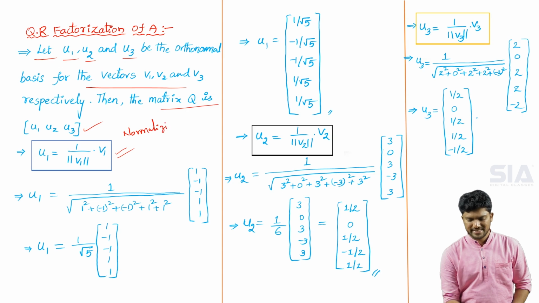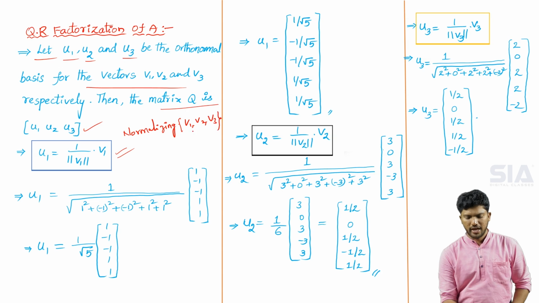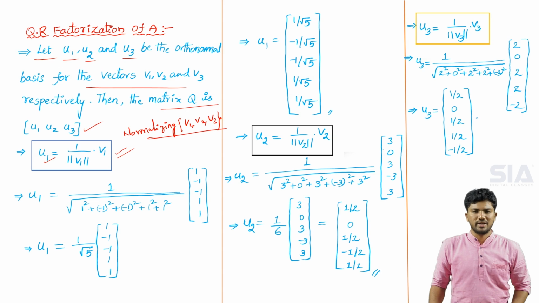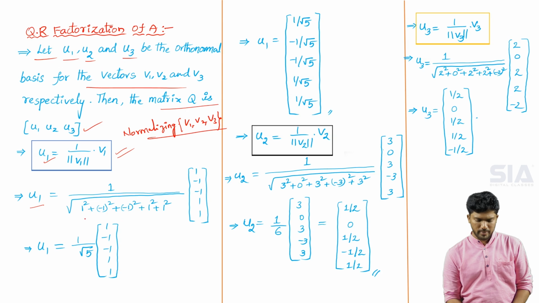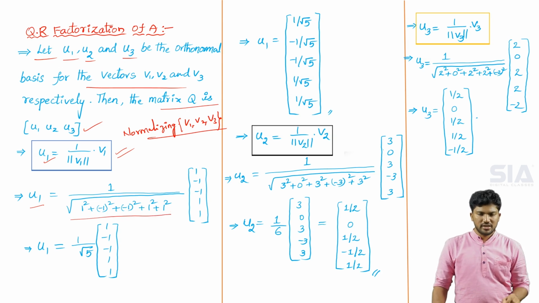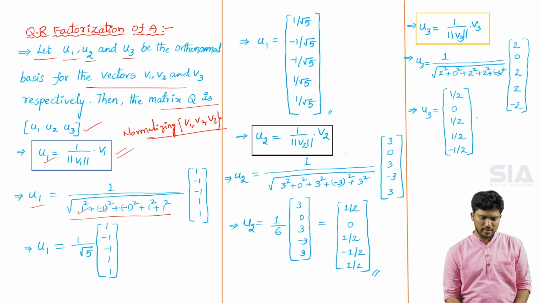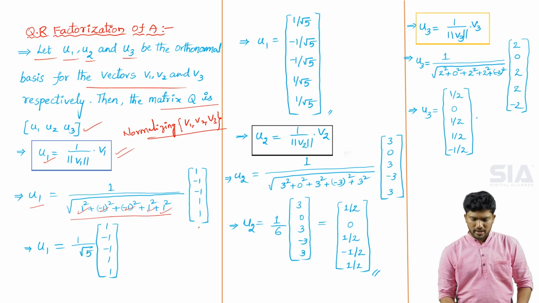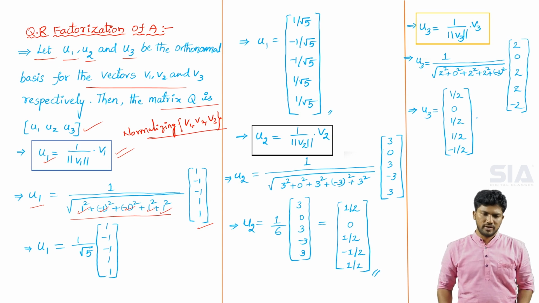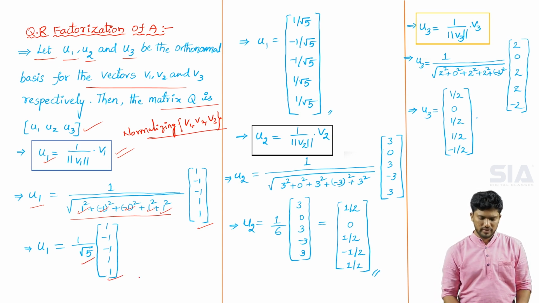So by normalizing these vectors V1, V2, V3, the orthogonal basis, the first vector u1 is equal to, the formula is 1 by norm V1 into V1. Norm V1 is nothing but the square root of the sum of the squares of the entries in V1. These are the entries: 1, minus 1, minus 1, 1, 1 in V1. So we square them, and into the vector V1. If you simplify it, you get 1 by root 5 into that vector.